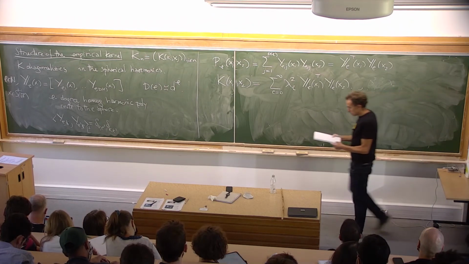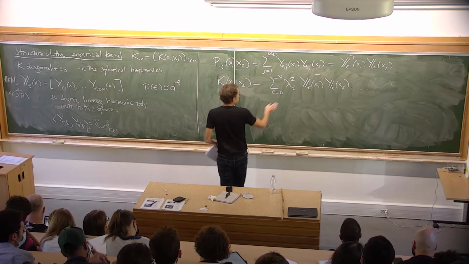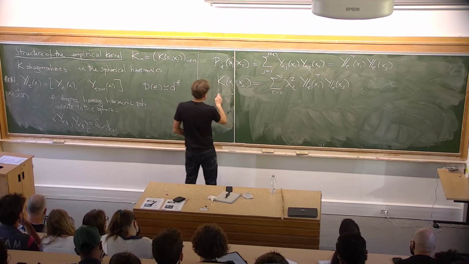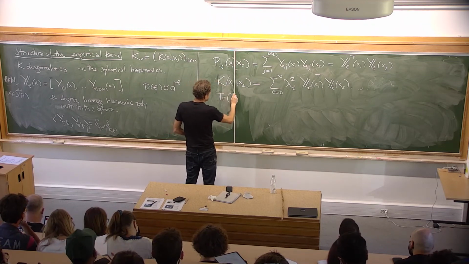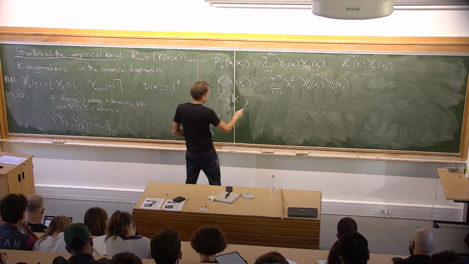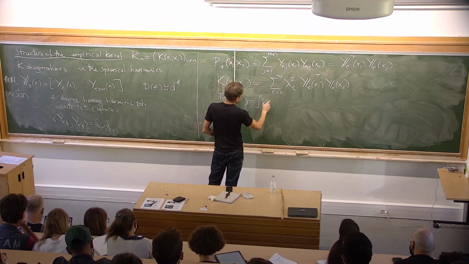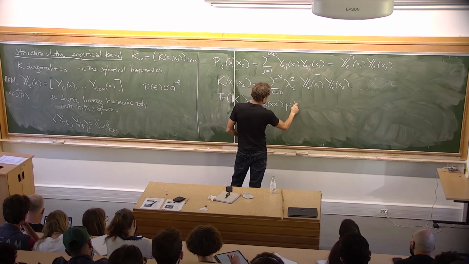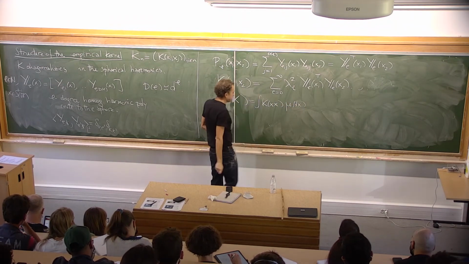Okay, so what is the typical size of these eigenvalues? This is useful to have in mind. Well, the trace of this kernel is the integral of k(x,x) with respect to mu_0 of dx, where this is the uniform measure on the sphere.